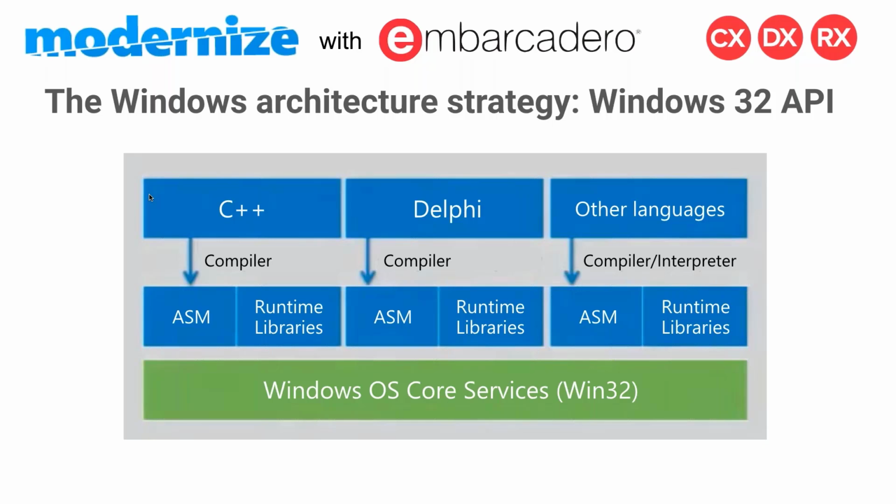And you could see that on this architecture, each compiler is using its own runtime libraries and calling directly machine code, assembler code, and then finally doing the call to the Windows 32 API, which are just very simple non-object-oriented routines that are included and since then have become the de facto standard to compile any program in Windows.